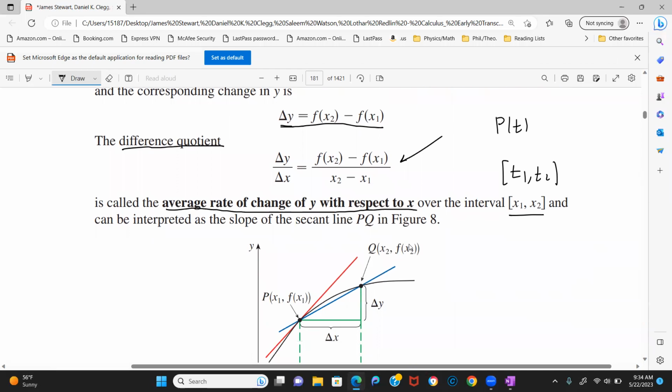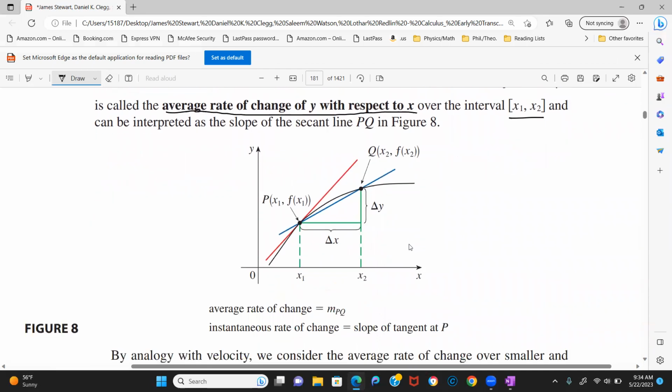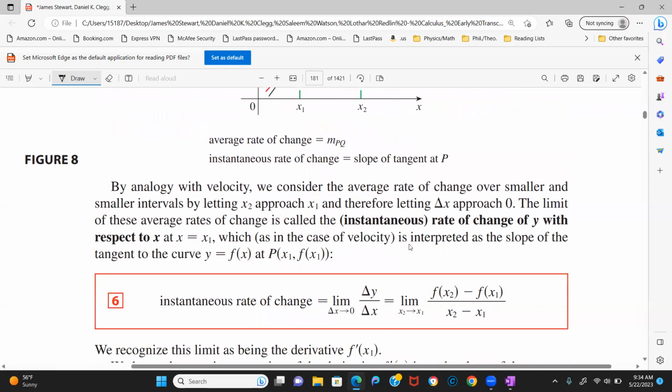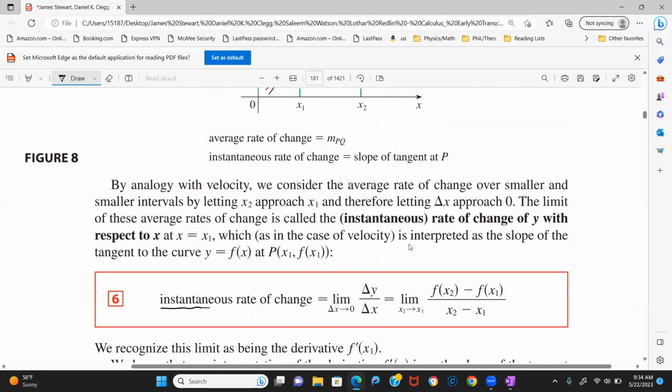So now we have the average rate of change of y with respect to x over this interval, and here's just a way of visualizing it. This is the same sort of graphs we've been looking at, just decorated differently, now with this notation delta x and delta y, but the same sort of picture, just different notation. And then we could talk about the instantaneous rate of change as the limit as delta x goes to 0.